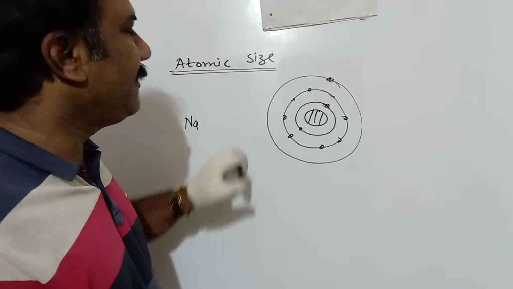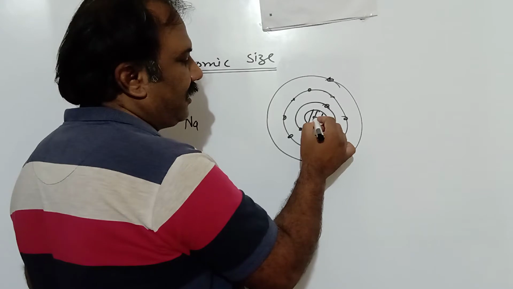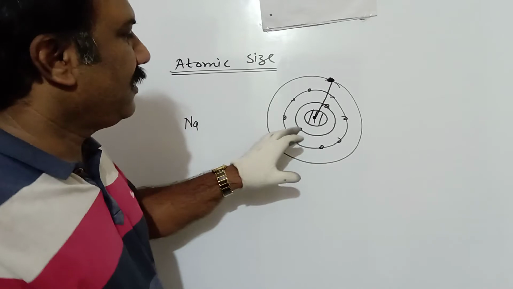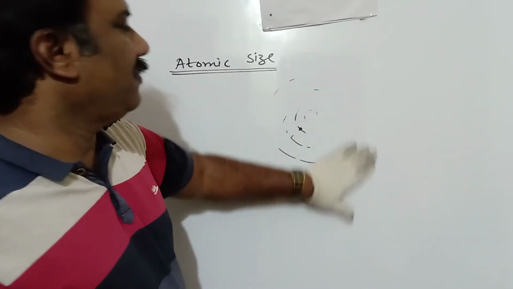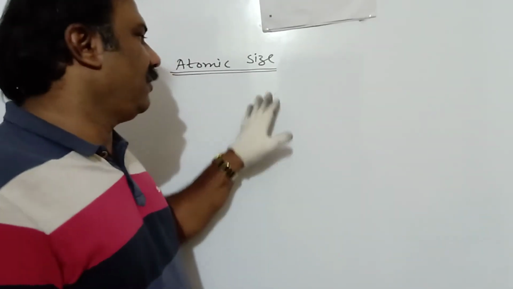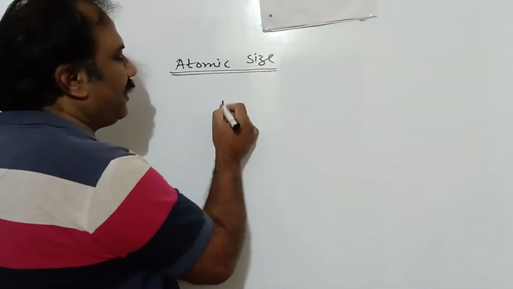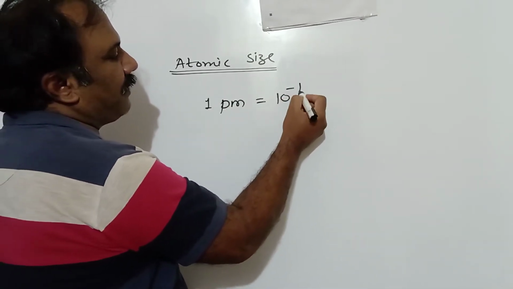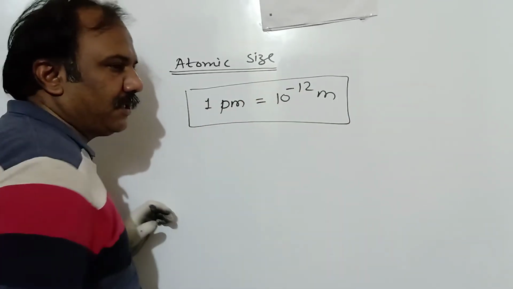Now atomic size means the radius of this last orbit, that is, from the center of the nucleus to the last orbit. So this is the atomic radius of the atom. But as we know, an atom is very small. So atomic size is measured in the unit called picometer, and 1 picometer is equal to 10 raised to power minus 12 meter. So this is the relation of picometer with meter.